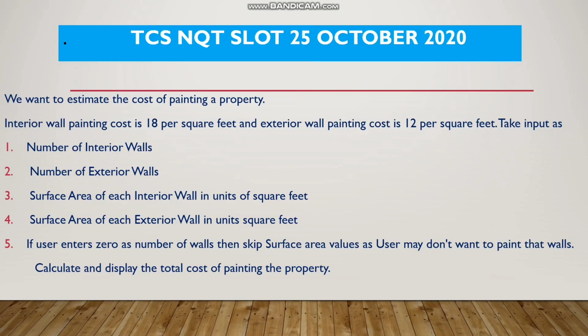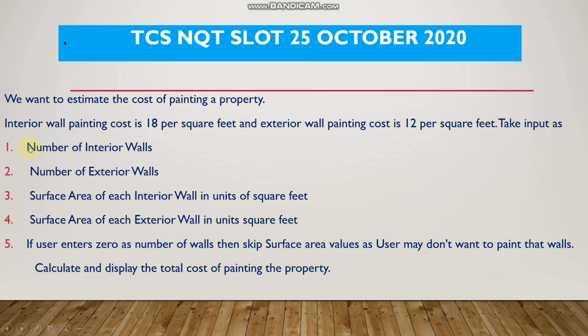Our statement is we want to estimate the cost of painting a property. Now we will have to find the total cost of painting. The statement says that interior wall painting cost is 18 per square feet and exterior wall painting cost is 12 per square feet. Now we will have to take input from the user.